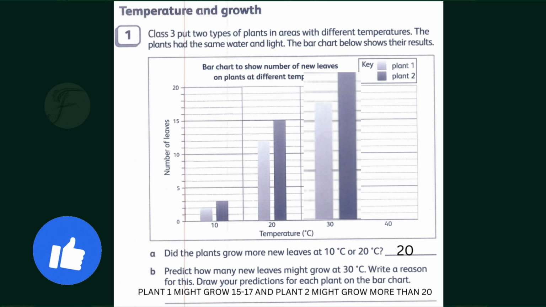Now B, predict how many leaves might grow at 30 degrees centigrade. Write a reason for this. Draw your prediction for each plant on the bar chart. I have drawn for you. Plant 1 might grow 15 to 17, and plant 2 might grow more than 20 leaves. Also, because temperature will affect the plant growth, if temperature increases, the growth will increase.